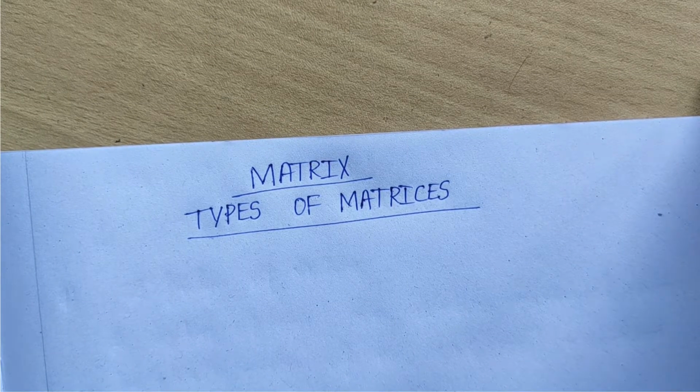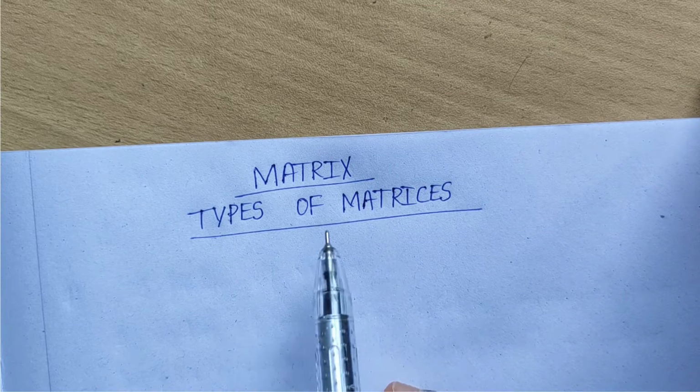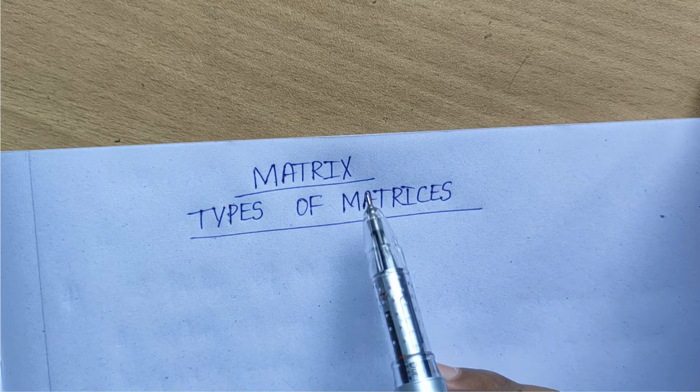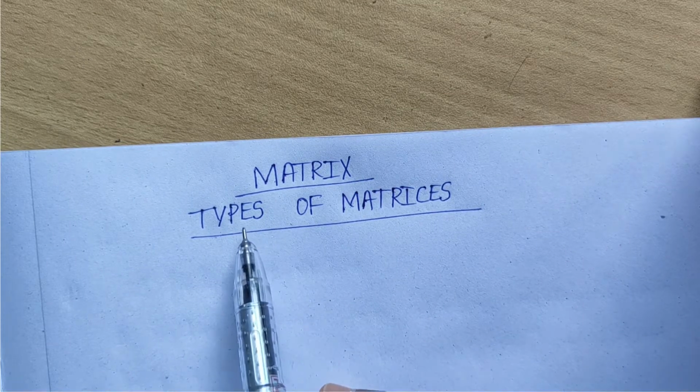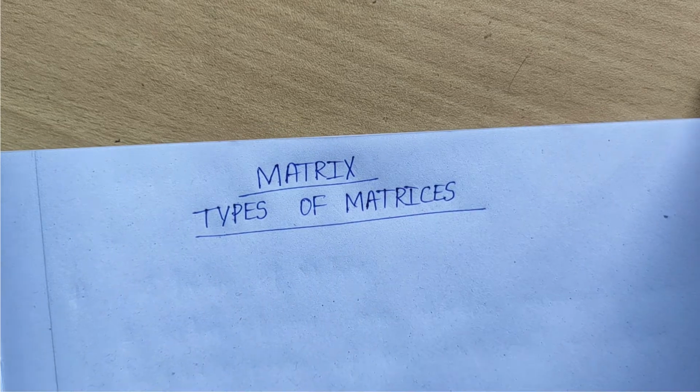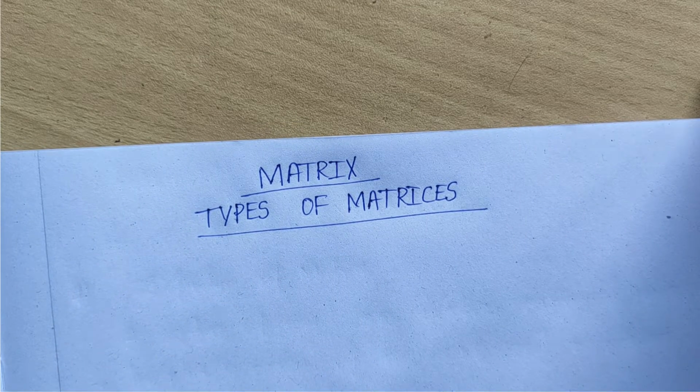Good morning students. Today we will discuss about the matrix or matrices and types of matrices. What is the exact definition of matrix? A system of any m n numbers arranged in a rectangular array of m rows and n columns is called an m cross n order matrix. Write down.